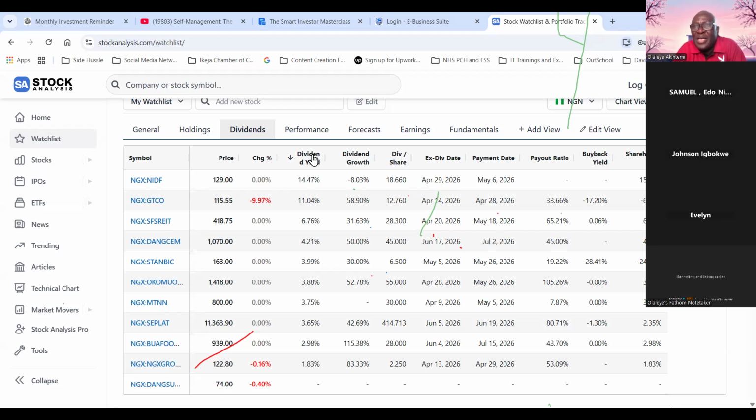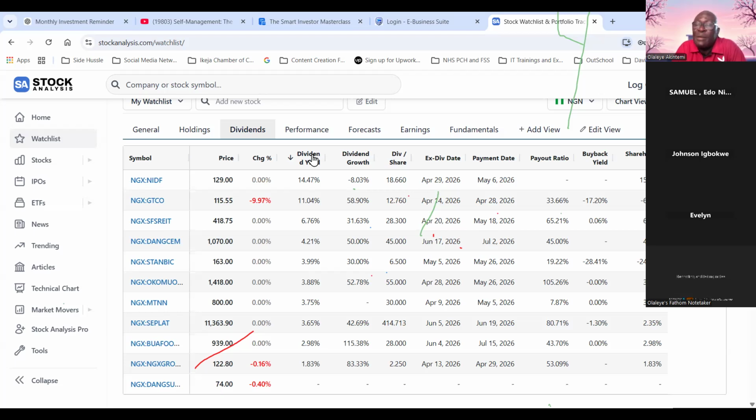Whether you buy it for 10 naira per share, or 300 naira per share, or 1,000 naira, or even 10,000 naira per share, that is not the important thing. The important thing is how much you are getting back for every 1 naira that you invest in that stock. The higher the dividend yield, the better for you. But dividend yield is not the only criteria, because there are some stocks whose dividend yield is not that high.